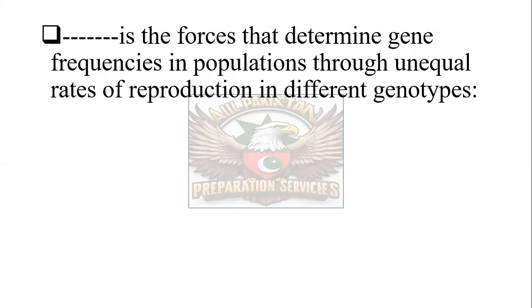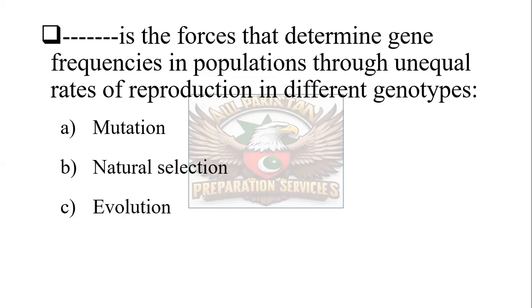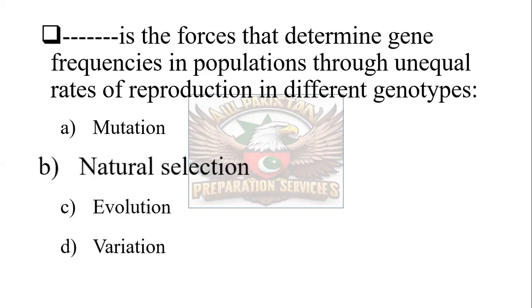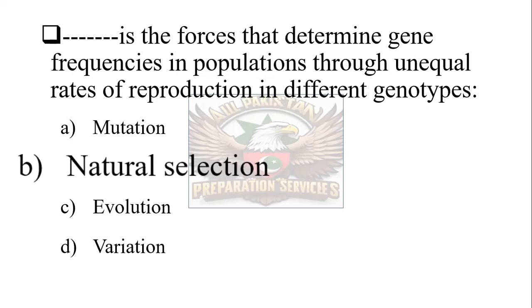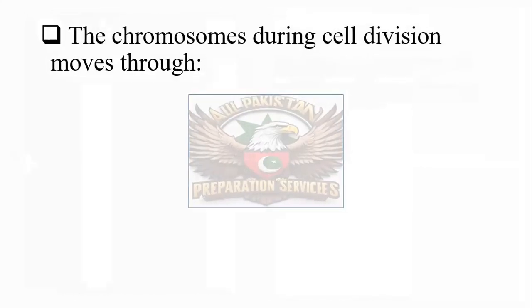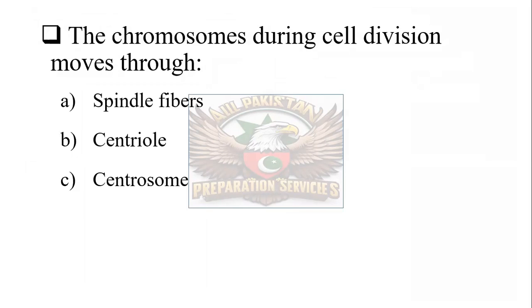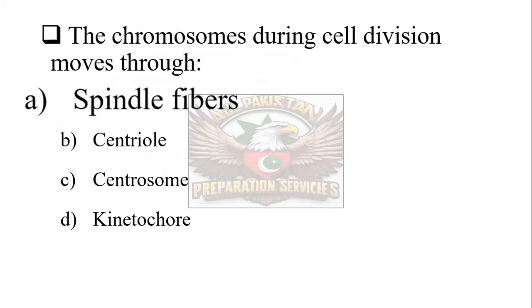Dash is the forces that determine the gene frequencies in a population through unequal rate of reproduction in different genotypes: mutation, natural selection, evolution, or variation. And the correct one is natural selection. Natural selection actually is the force that determines the gene frequencies in a population through unequal rates of reproduction in different genotypes. Our next question is that the chromosomes during cell division move through spindle fibers, centrioles, centrosomes, or kinetochore, and the correct one is the spindle fibers. The chromosomes during cell division move through spindle fibers.